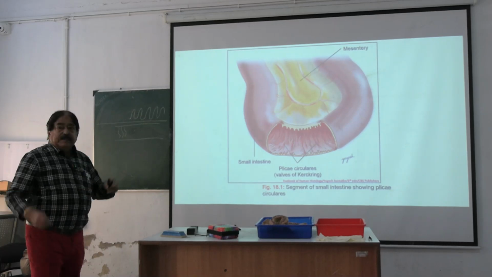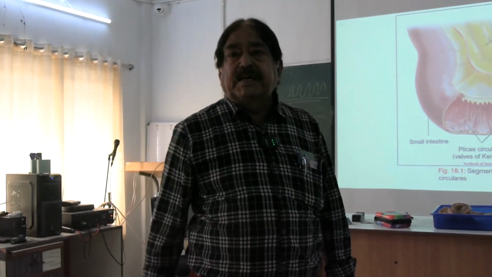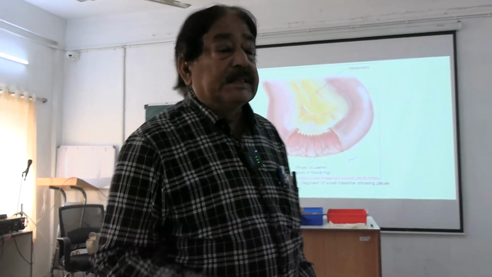So, your plicae circulares, valves of Kerckring. Now it can come as an MCQ. Valves of Kerckring.